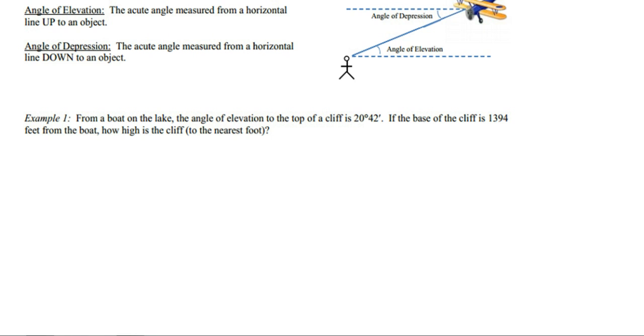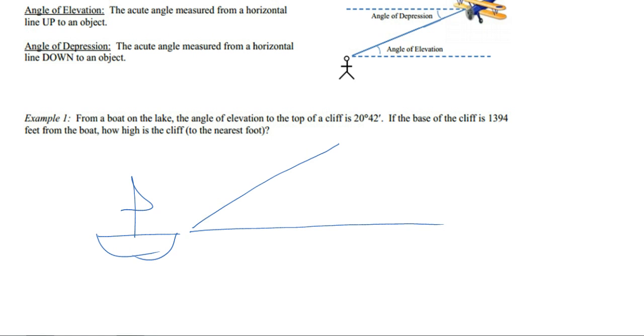As you see, we're sitting out on a boat on a lake, and so I'm going to draw that boat on the lake, and I am looking out at an angle of elevation from my boat. So as I look straight out, I elevate my eyes at an angle of 20 degrees and 42 minutes. And what I see after that angle is the top of a cliff. So there's the cliff. And now I've calculated that my boat has traveled out 1,394 feet from the base of that cliff.